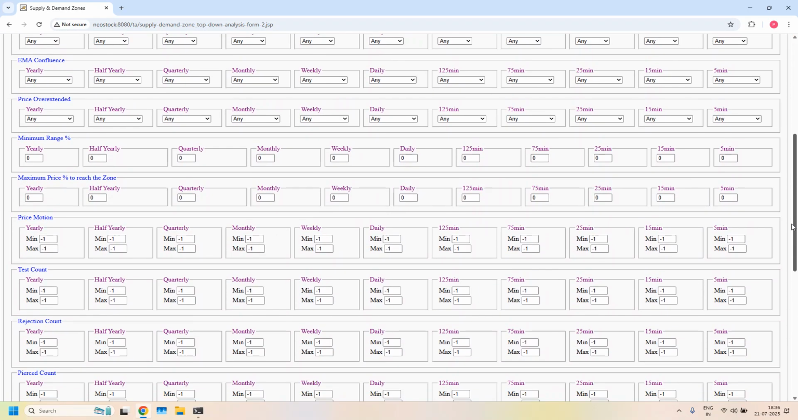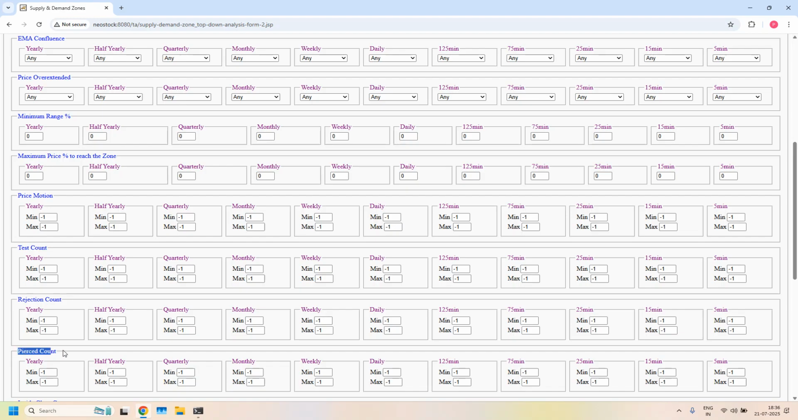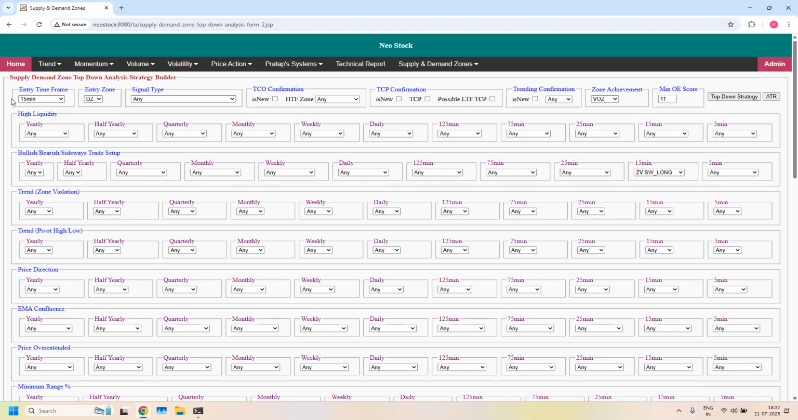So in the pierced count parameter, at 15 minutes time frame, that is entry time frame, minimum value 0, maximum value 0. That means pierced count is 0. Pierced count means 0, the zone is not pierced. Which zone? Whichever the zone, this filter is applied. So where we are applying the filter, 15 minutes demand zone. So 15 minutes demand zone is not pierced, should not be pierced. Let's filter. All three filters will be applied on the 15 minutes demand zone.